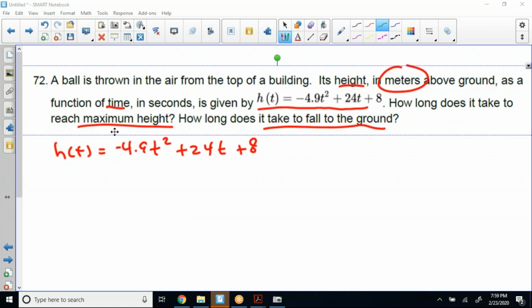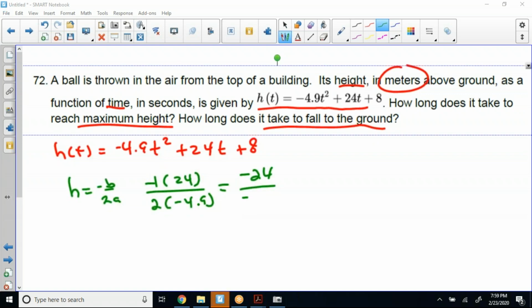So the first thing you need to do, maximum height, that'd be the vertex, right? H equals negative b over 2a. So we're going to say negative 1 times 24 over 2 times negative 4.9. And that's going to get negative 24 over 2 times 4.9, which is negative 9.8. So that's going to be 24 divided by 9.8. That's 2.449. So that's how many seconds it took, right?